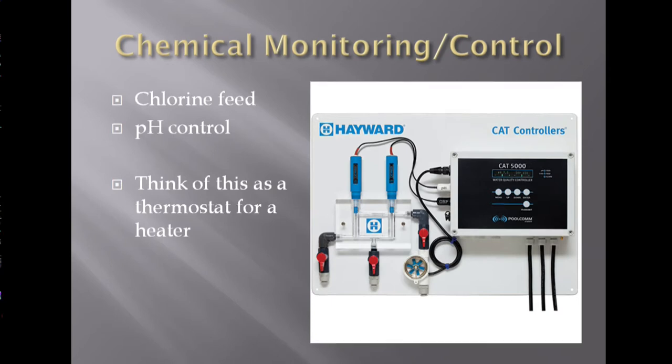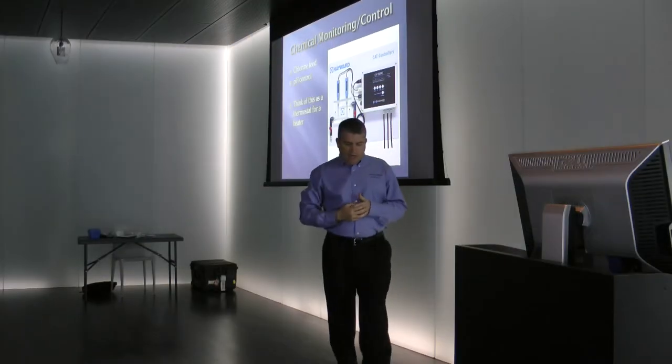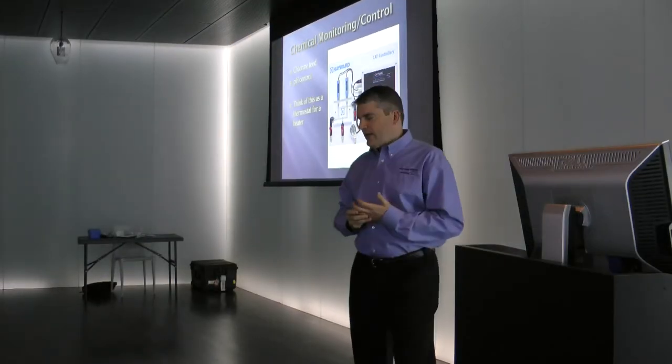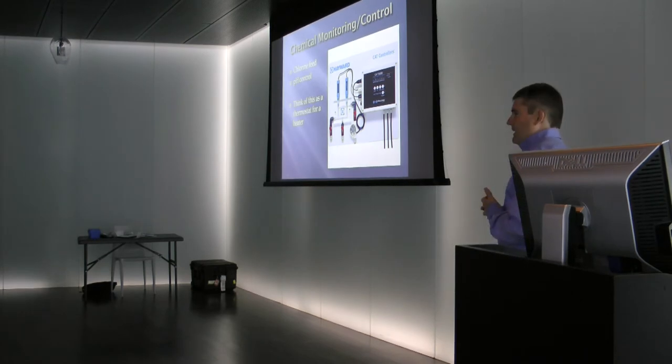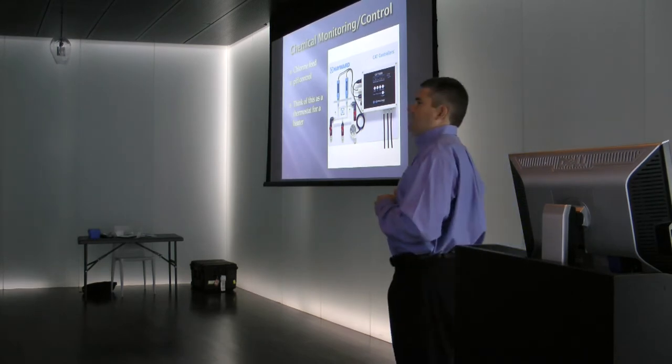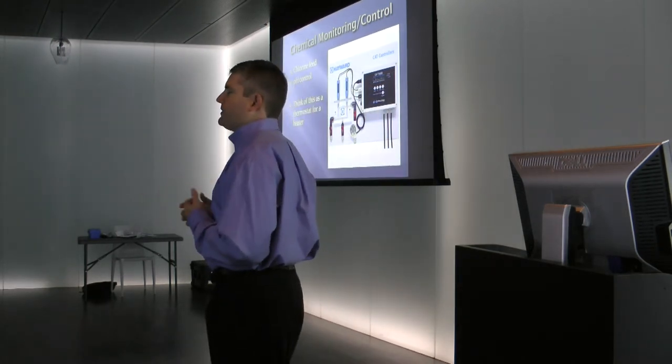The way to think about this is it's like a thermostat for your heater. In this case, we're monitoring two different things, so there are two different probes. One of them is monitoring the ORP, the oxidation reduction potential of the water, and that's really an indirect measurement of any oxidants in the water, like chlorine, ozone, or bromine.